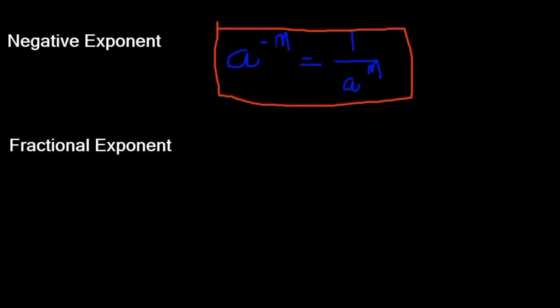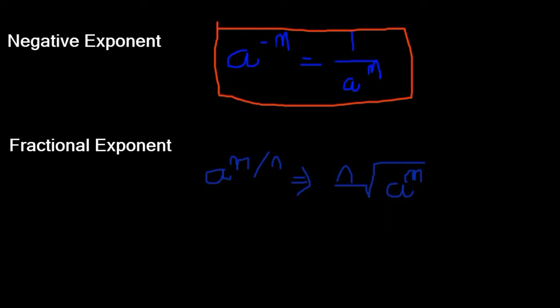The next rule is fractional exponent. So its general form can be written as a power m by n, which gives, this n will go outside and forms a root, like nth root of a power m.